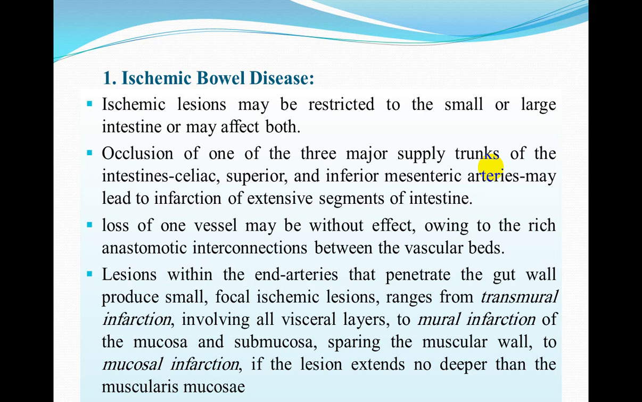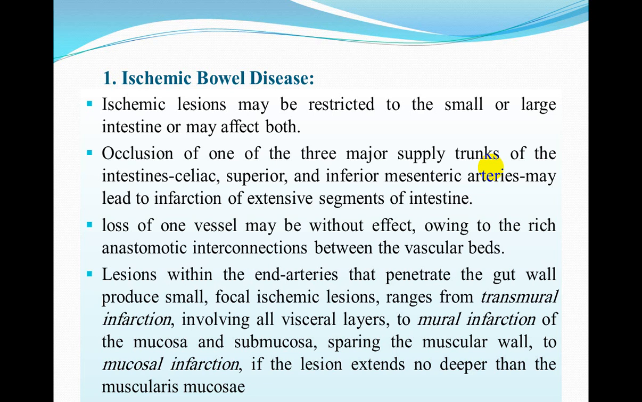So intestinal ischemia or infarction requires an obstruction of all three supplies, or sometimes at least one of the three major trunks. Okay? Sometimes the obstruction is in one of the bifurcations or one of the branches of the celiac, superior, or inferior mesenteric.